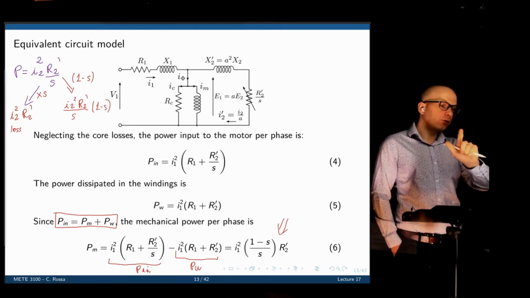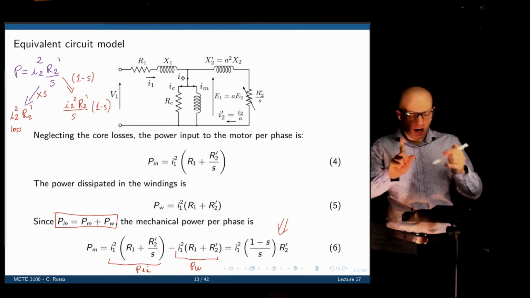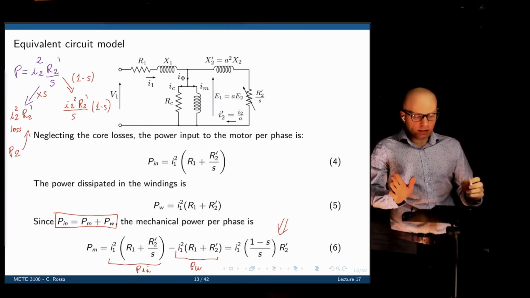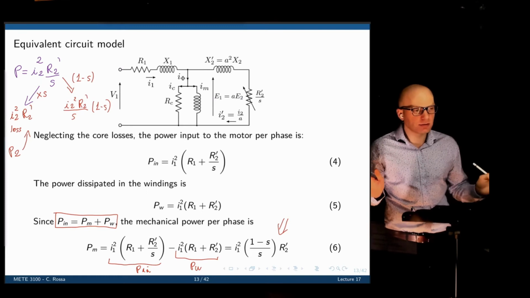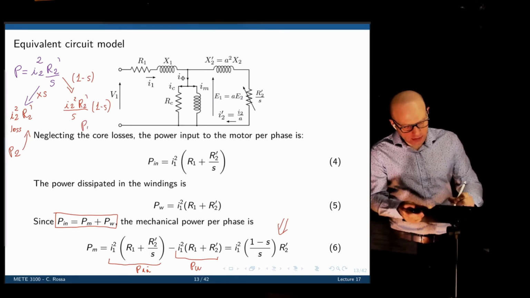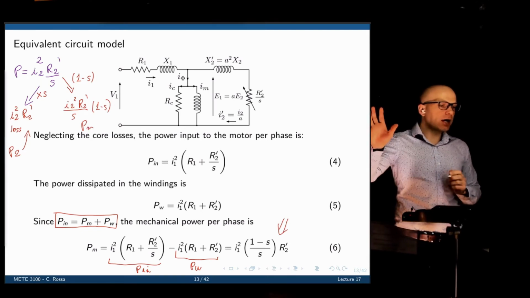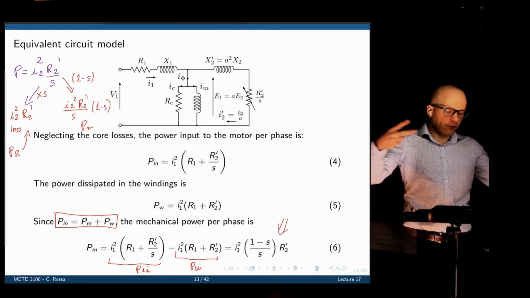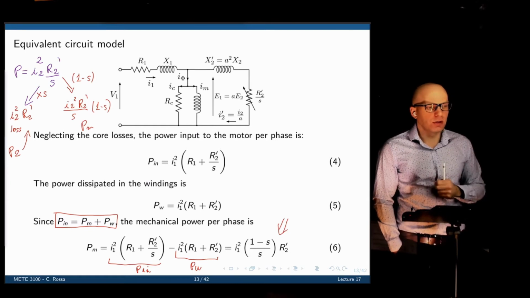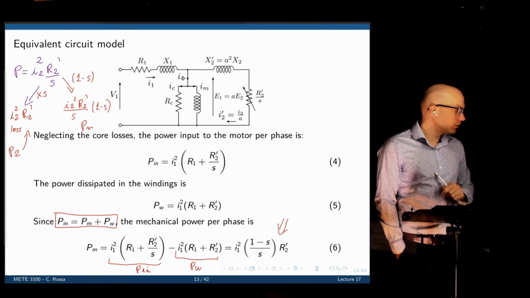So we have three different powers. Power going into the air gap, that's P. We have power dissipated in the rotor, that's P2, given by P times S. And we have the mechanical power, let's call that PM, which is the air gap power times 1 minus S. If we add them up, they go back to the air gap power. Okay, any questions?